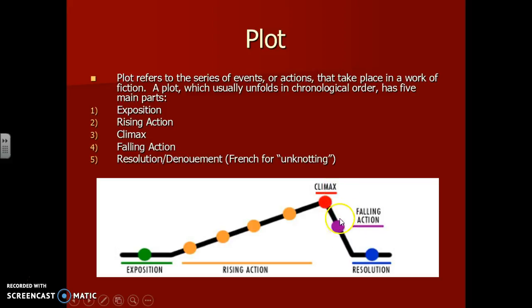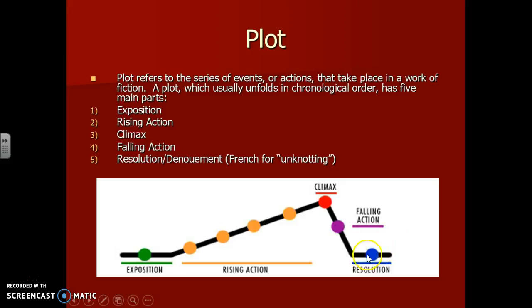And this leads to the purple, or the falling action. This is starting to wrap the events up and bringing it to that close. Usually most of the story is spent on the rising action, and less of the story usually comes after the climax, showing that authors don't usually need much time to wrap up the story itself.